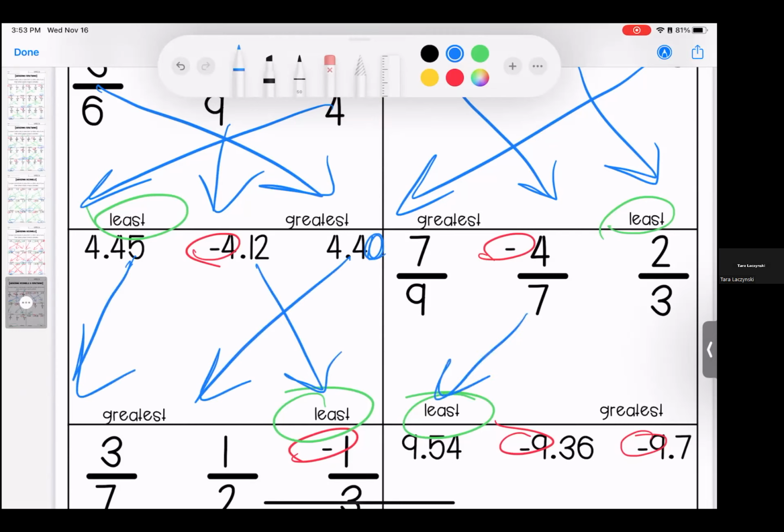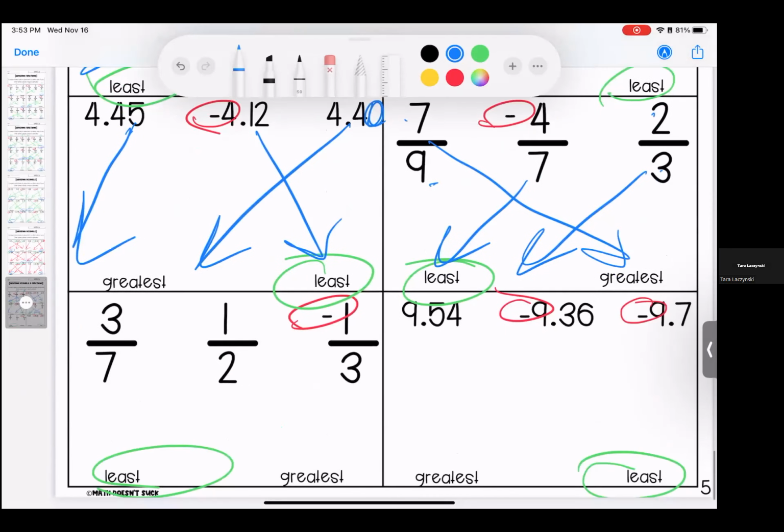Over here, you're the least because you're the only negative. 9 and 2 is 18. 7 and 3 is 21. So you are small and you are large. Coming down here, you're the only negative one. So you are definitely small. Now this one, we could cross multiply, or I could say that half of 7 is 3.5, and we're not there yet. So you're middle, you're large.